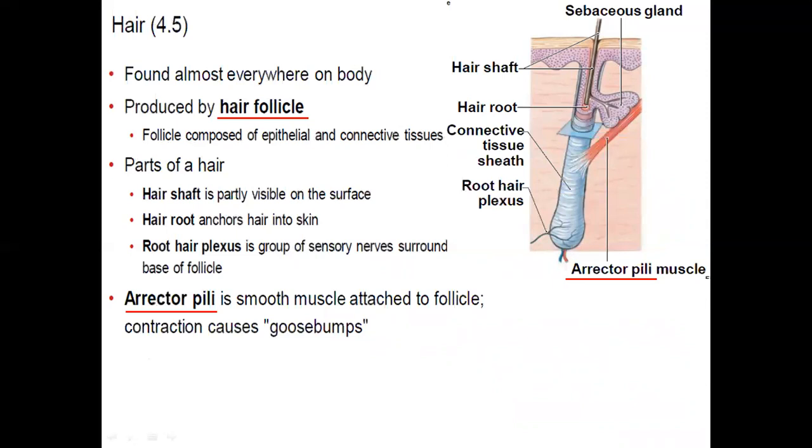And there's a muscle associated here. It's called the erector pili muscle. It's smooth muscle, so it's not under your voluntary control. But when you get cold and get goosebumps, that muscle is contracting and bumping up your skin to help increase how much heat you can suck in to your skin from your environment.